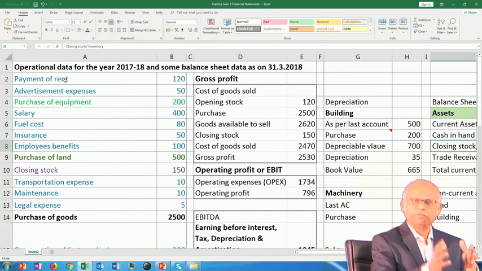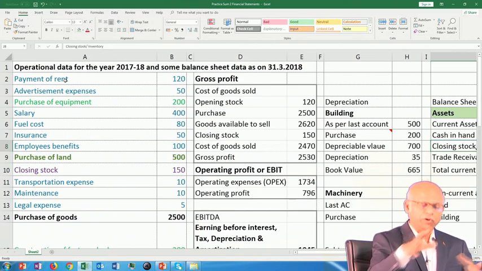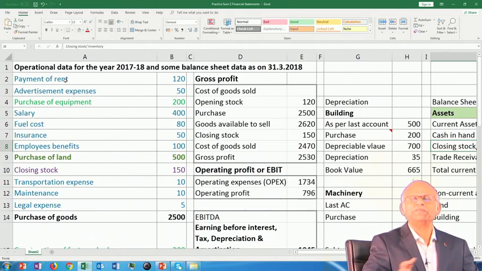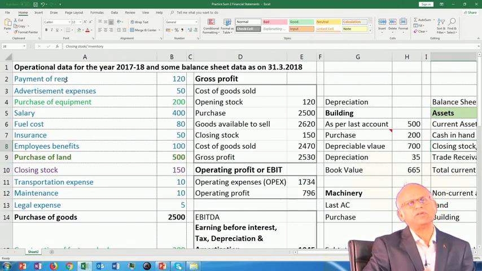We will come to that. Before going to classification of them, when you have all the data in front of you, the first thing that you want to do is to estimate gross profit. It is very simple to do, provided you understand what it is.